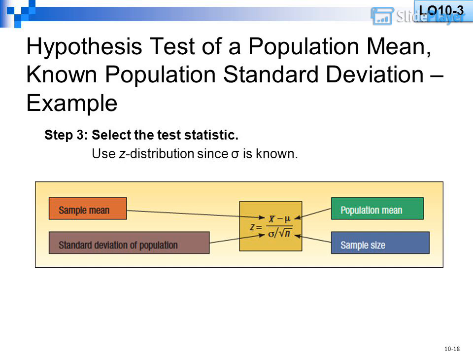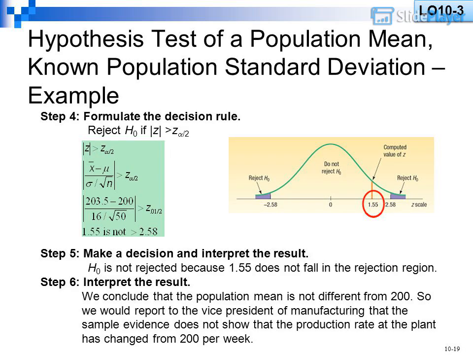Hypothesis test of a population mean, known population standard deviation. Example. Step 3, select the test statistic. Use the z-distribution since sigma is known. Step 4, formulate the decision rule. Reject H0 if |z| is greater than z alpha/2.